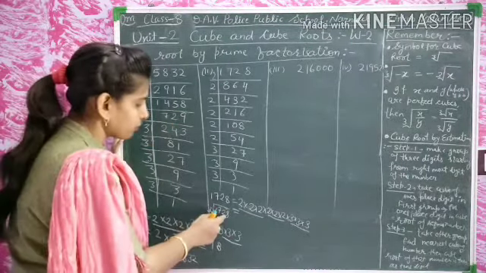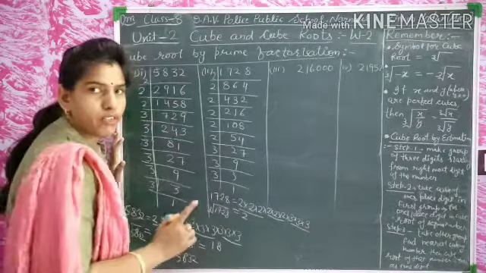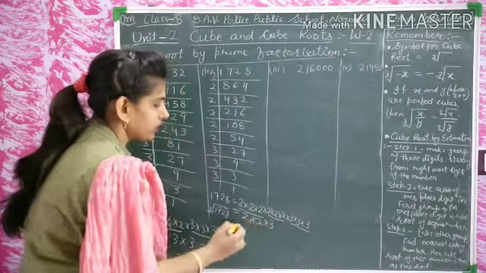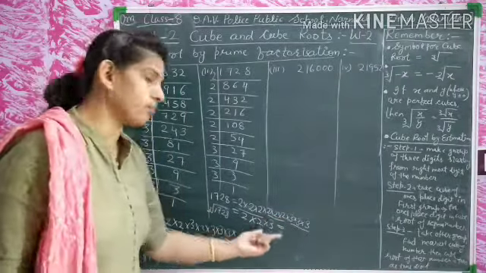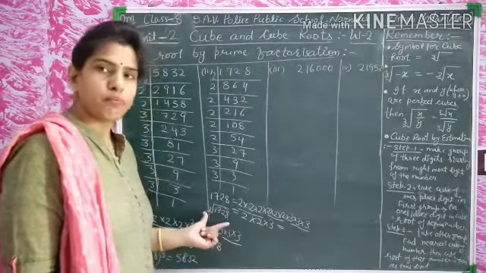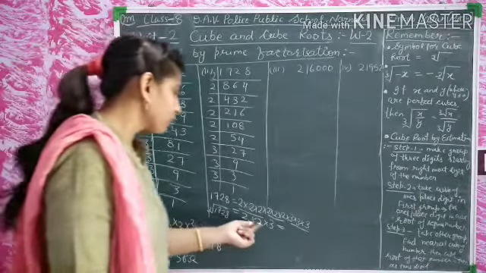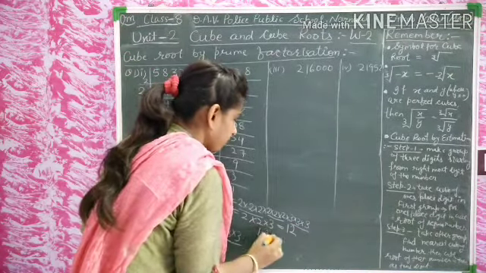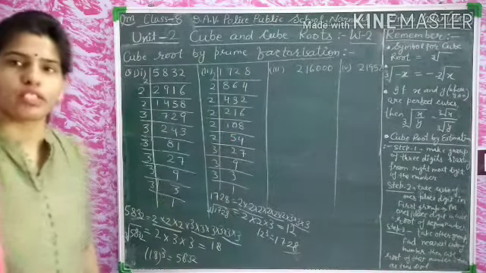So the cube root of this number is equal to taking one number from every group: 2 into 2 into 3. These are the triplets here, and we take one number from every triplet. We are finding the cube root of this number. 2 times 2 times 3 is 12, and 12 cube is equal to 1728. We can find this number.